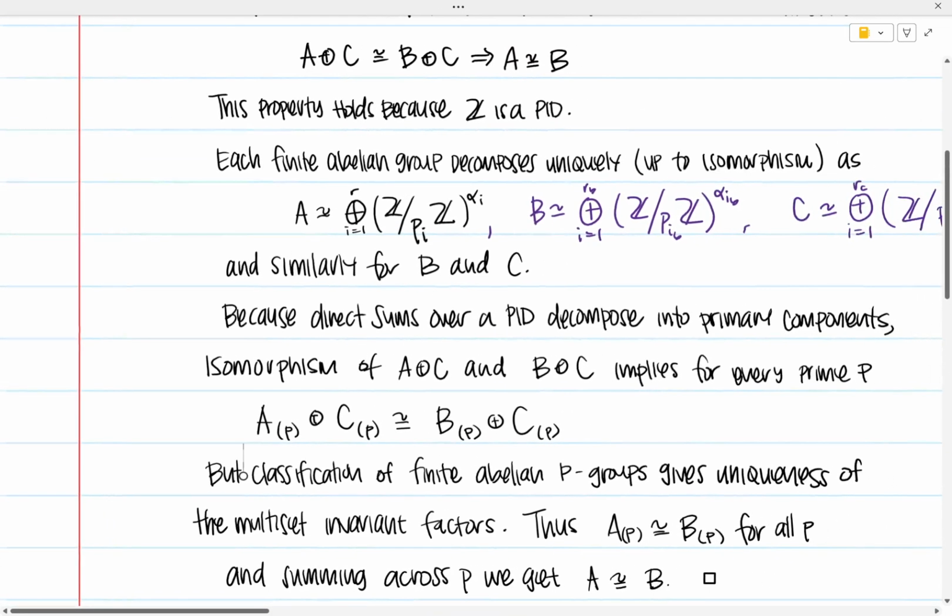But classification of finite abelian P groups gives uniqueness of the multiset of invariant factors. Okay, they're invariant factors, so we could just map them like this. Thus, the invariant factors are going to be isomorphic, and because it can be decomposed into these invariant factors, we can match them up, and if they have the same invariant factors, it must be that they're isomorphic.